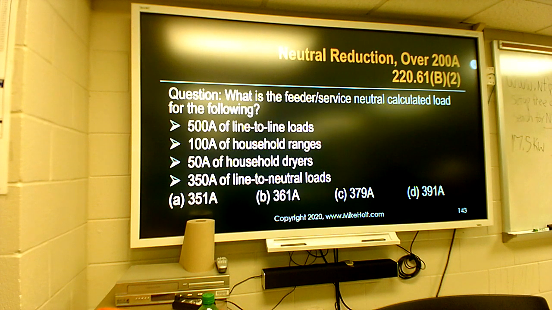What is the feeder service neutral calculated load for the following? You got 500 amps of line-to-line loads, 100 amps of household ranges, 50 amps of household dryers, 350 amps of line to neutral loads.